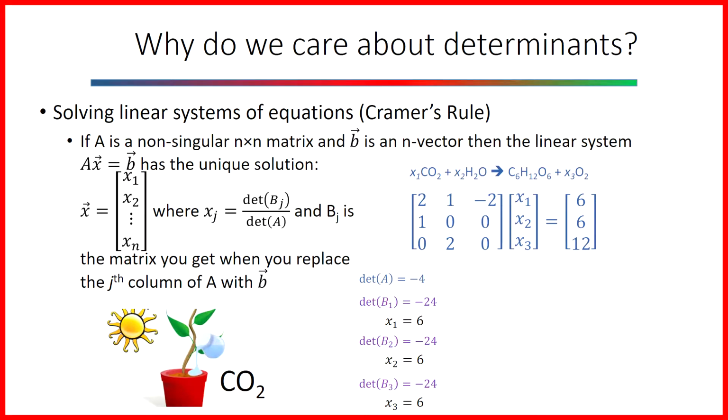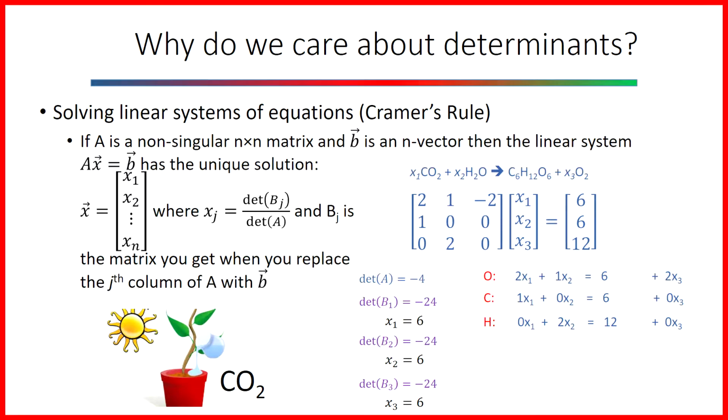So let's go back to our initial system of equations and check if this works. Does 2 times 6 plus 1 times 6 equal 6 plus 2 times 6? Yes. Does 1 times 6 plus 0 times 6 equal 6 plus 0 times 6? Yes. Does 0 times 6 plus 2 times 6 equal 12 plus 0 times 6? Yes. Okay, so that actually checks out.